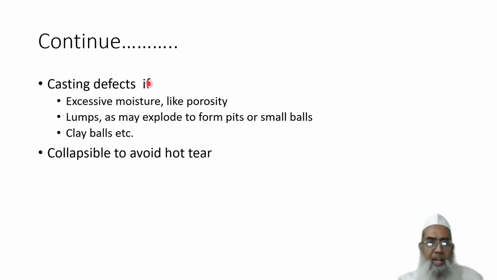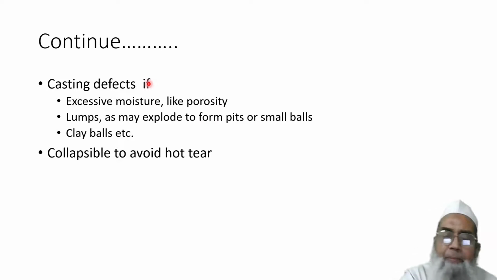However, we need a collapsible type of mold, because the coefficient of contraction is high, and therefore there can be hot tears. Therefore, there should be sufficient space or a mechanism so that when the casting contracts, the mold may collapse and give room to shrink, and hot tears can be avoided.